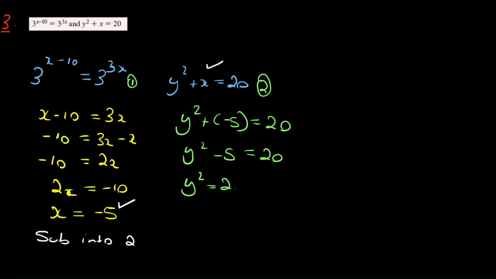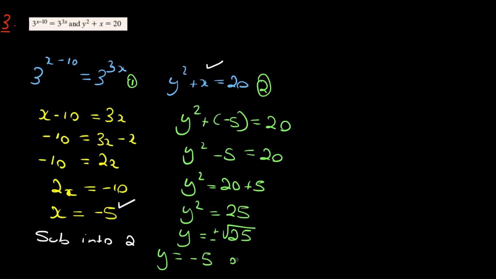y squared is equal to 20 plus 5. So y squared will be equal to 25. And if we square root both sides, we'll have y is equal to plus or minus the square root of 25. So y will be equal to minus 5, or y will be equal to 5. So those will be our solutions for y. The question may start a little bit intimidating, but it actually played out to be a bit simpler than we thought. And really that will be the summary of simultaneous equations.